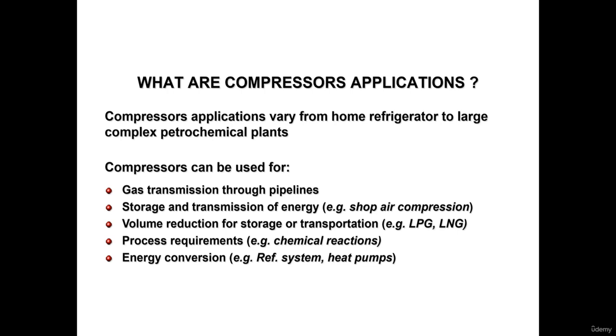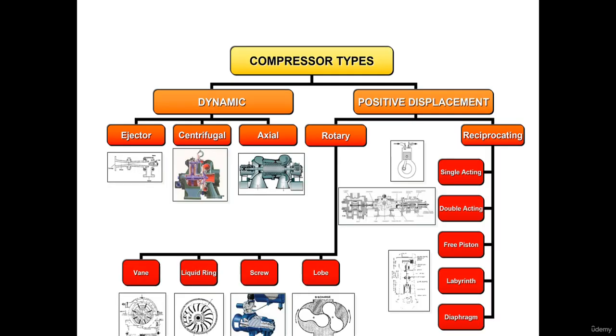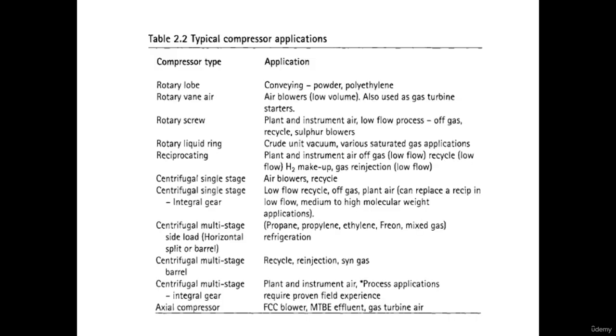Process requirements include chemical reactions like DHT and KHT in refineries, and energy conversion like heat pumps. Again, we have two types: dynamic, which is centrifugal and axial, and positive displacement, which is rotary and reciprocating. For reciprocating, the most used one is the double acting reciprocating compressor. In rotary, the screw compressor has many applications. There is also the liquid ring, the vane, and the lobe. These are the different types we will go through in this course.